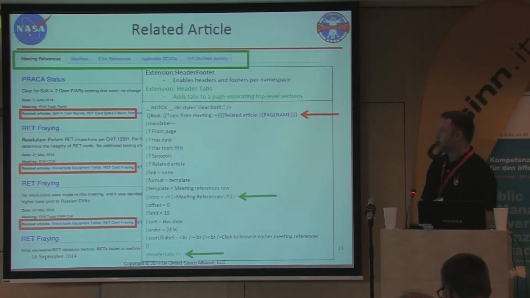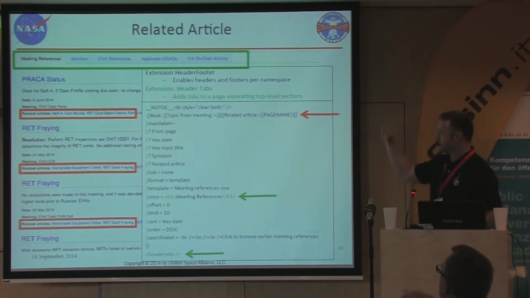So the way that we put this together, we use the header footer extension so that every page has this same footer, and then we use the header tabs extension to allow us to have multiple lists based on what it is you're looking for. So you can see we have meeting references. Manifest is about hardware that is slated to launch or return on a specific mission. EVA references, so if a particular EVA used a piece of hardware. Applicable OCADs, that's about some of the rules that we have to follow so that we're safe. And then IVA, that's about stuff that's done inside the space station.